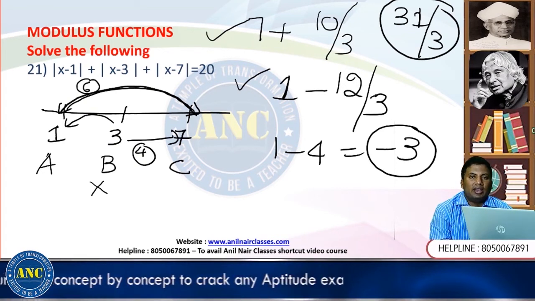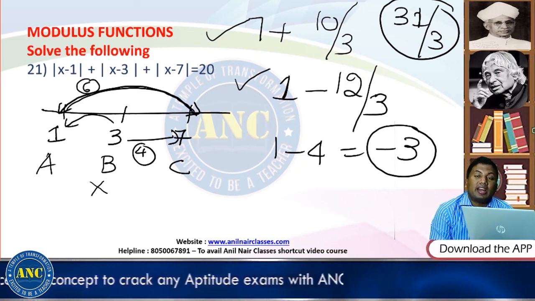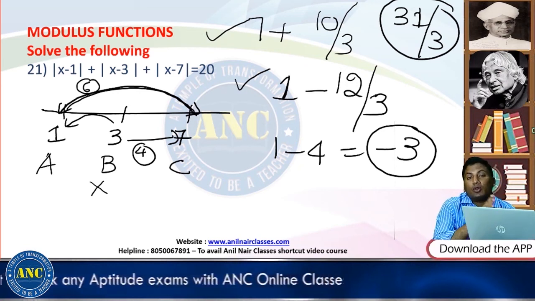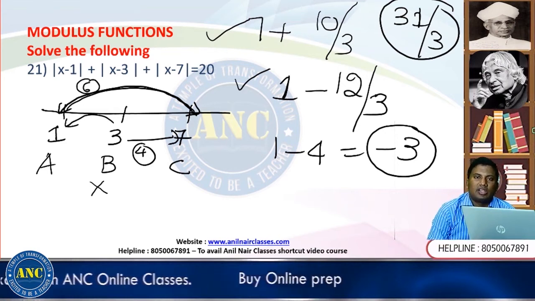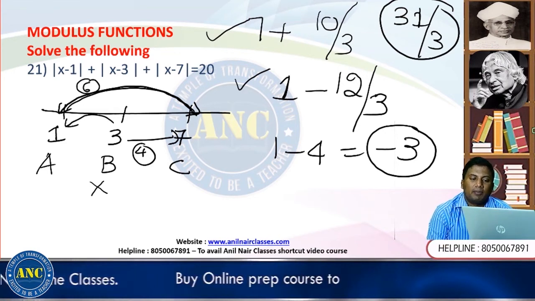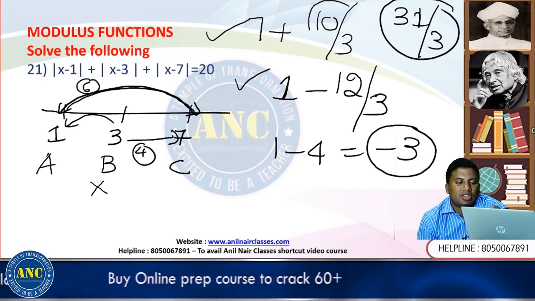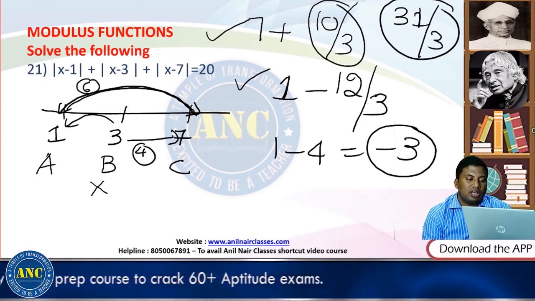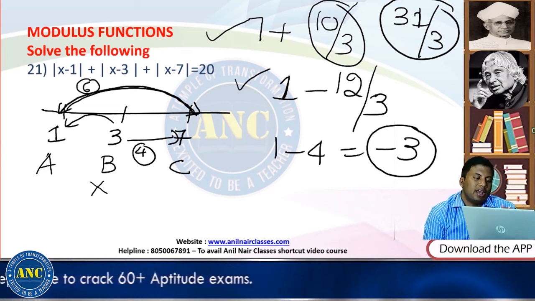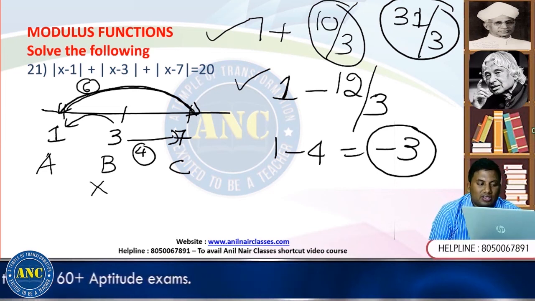It cannot be 6 because the right hand side is 20. So A goes to C, 6 units. B goes to C, 4 units. 6 plus 4 is 10. Remaining it is 10 by 3. Why is it 10 by 3? A goes to C, B goes to C. Similarly, C goes to A and B goes to A. 21st, I hope it is clear.